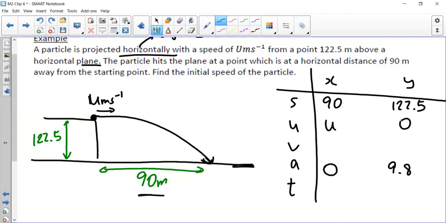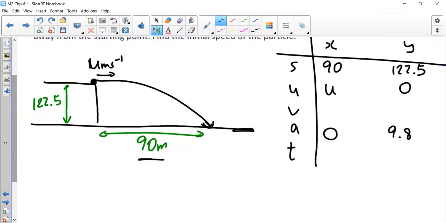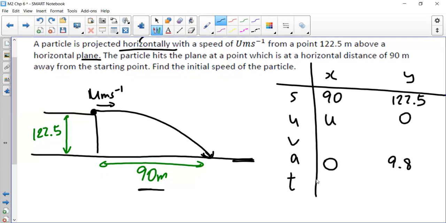Now, you'll be thinking, how do I find u from here? Because if I want to use a column in here, I need 3 pieces of information. In the x column I've got 90, I've got 0, but I've got nothing else. But on the y column, even though I don't have any other variable, because u is not on the y column, I've got 3 pieces of information. So what we can do is first work out t, and then bring the t over to this column, and then we can find u.